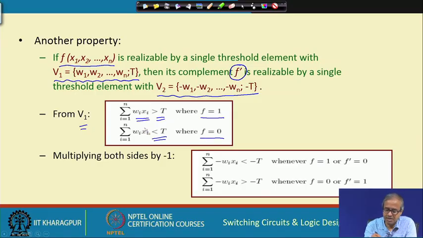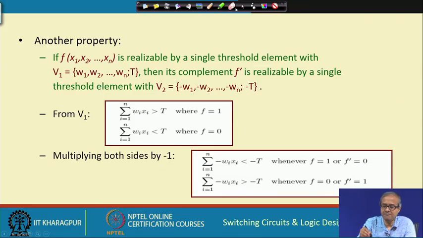Now, if you multiply both sides of these inequalities by minus 1, Wi xi will become minus Wi xi, t will become minus t, and greater than will become less than, and less than will become greater than. So, from here you can see that if you make the weights and threshold negative, the less than and greater than get reversed. In the earlier case f was 1, now it is becoming 0. In the earlier case it was 0, now it is becoming 1. So, it is actually the complement function.